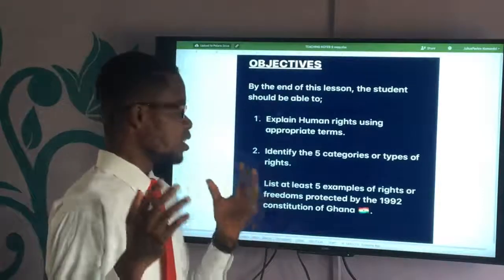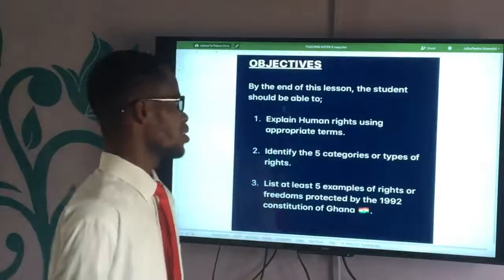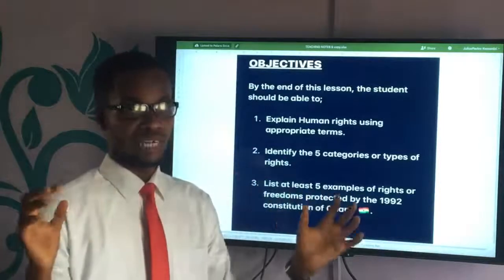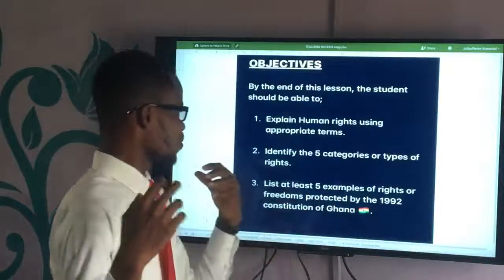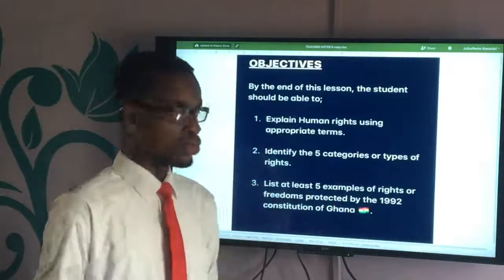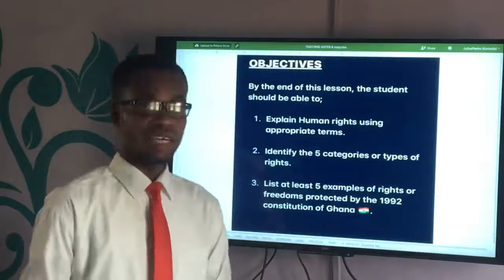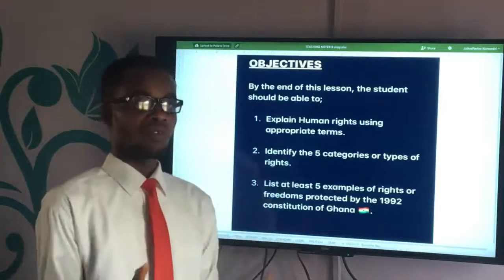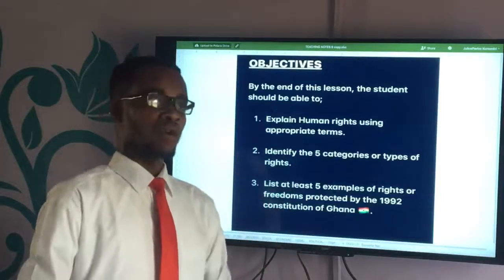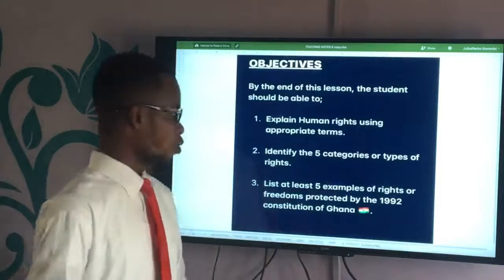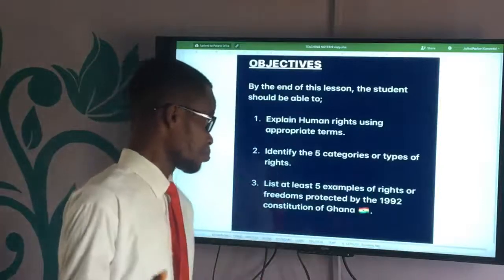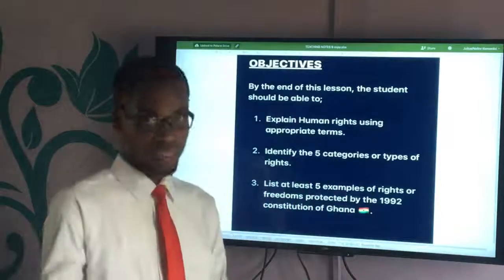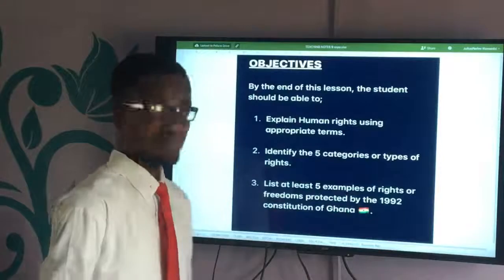Alright, so 1, you should be able to explain human rights using appropriate terms, or the technical words or keywords. That's what I mean by appropriate terms. Then number 2, you should be able to identify the 5 categories or types of rights. So we have the types of rights or the classifications. You can also call them groups. So we have categories, we have types, we have classification. Any of them can be used.